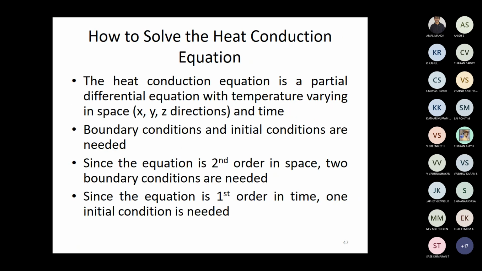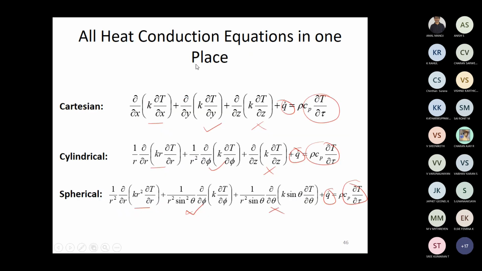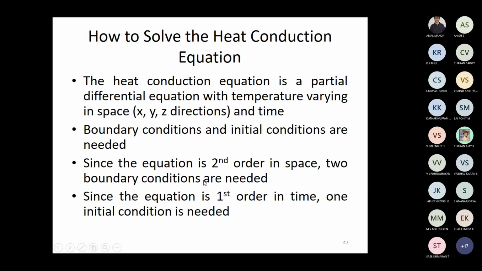So boundary conditions and initial conditions are needed. Now, if you consider the simplest form of it, that means you consider only one dimension and without heat generation, then you will need two boundary conditions only. That means dou square T by dou x square only is present. So you will need two boundary conditions and one initial condition. Since the equation is second order in space, two boundary conditions are needed in each direction. In x direction 2, y direction 2, z direction 2. That means 6 boundary conditions for the general case.